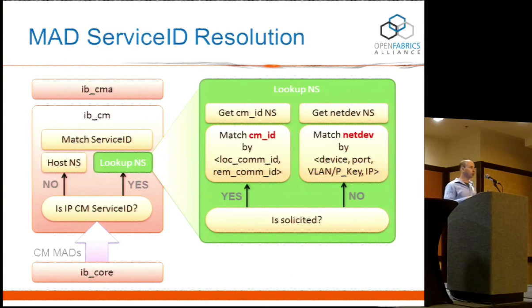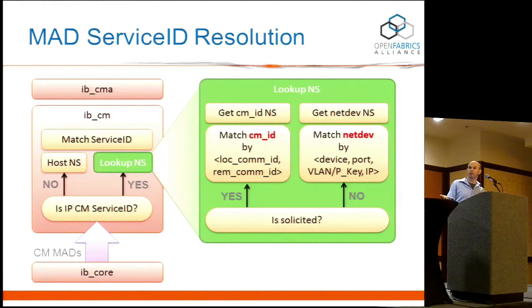So how does that resolution work? It looks like this. I have an incoming MAD coming from the fabric. First I ask, is this MAD an IPCM MAD? And again, this is by IBTA spec. If it's not, then all this namespace stuff is IP related, so I have nothing to do. I just assign it to the host namespace and I'm done.